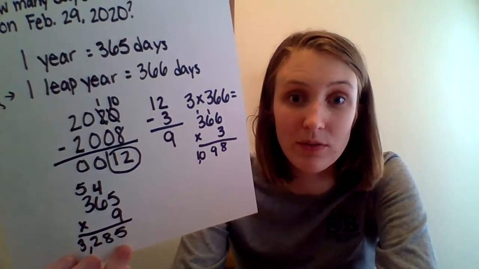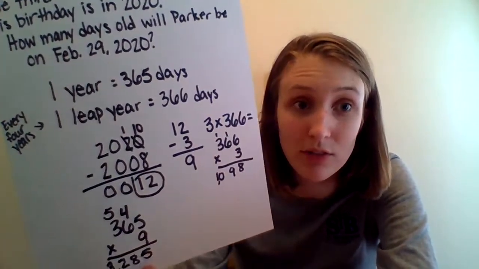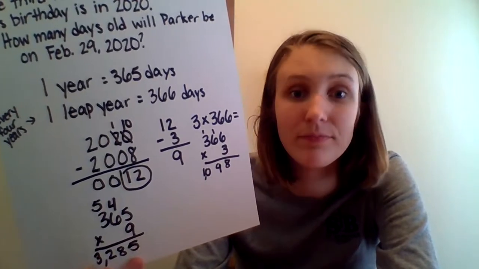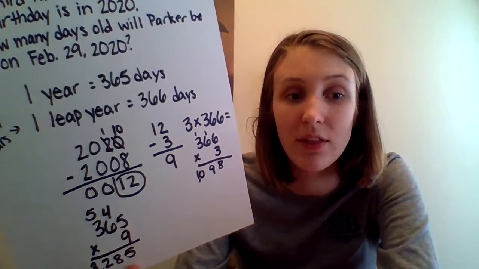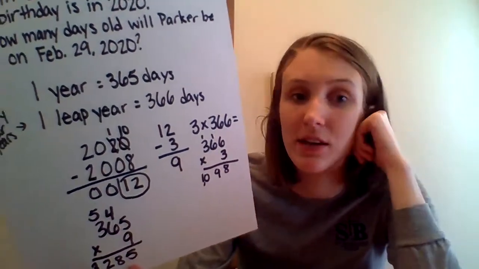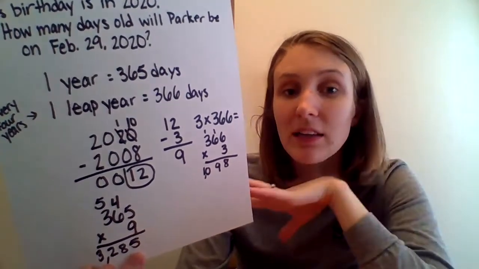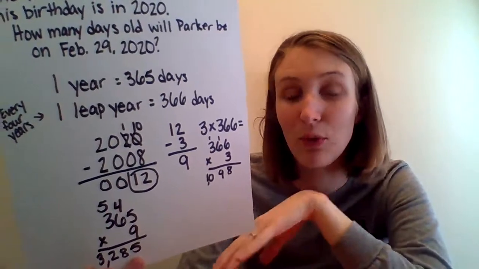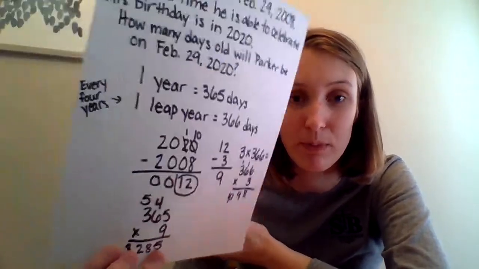Now I have this amount, and I have this amount. What do I do to figure out how many days in all, to find out how many days old he would be? I add them. So for your last step, you would add 3,285 plus 1,098. Now, hopefully I can leave you alone for that step, so I'm not giving you the entire answer. But maybe that will help you on your Think Central problem. That is really, really difficult.